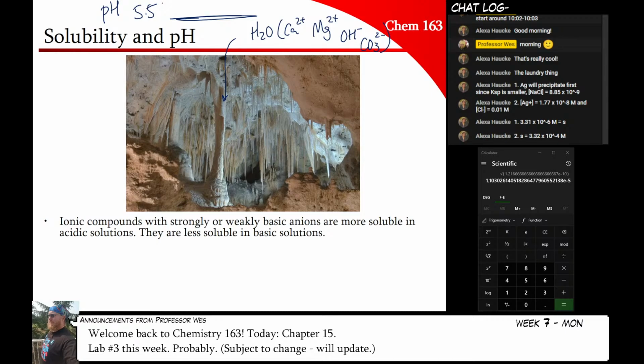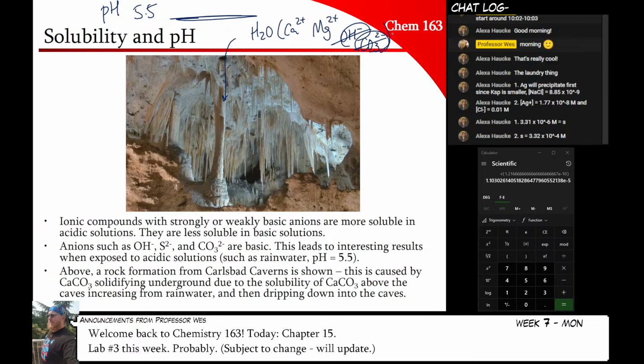But all of the water ends up going into the groundwater supply anyway, which means that it eventually filters and funnels down into the Carlsbad Caverns, presuming we're talking about locally here in New Mexico. As it does that, the acid gets neutralized by other bases that are there. So any carbonate that's around, any hydroxide, these neutralize the acids. And when there's an excess of those things, the calcium and magnesium then start to precipitate out. And so you get natural rock formations like this. And it's really cool.